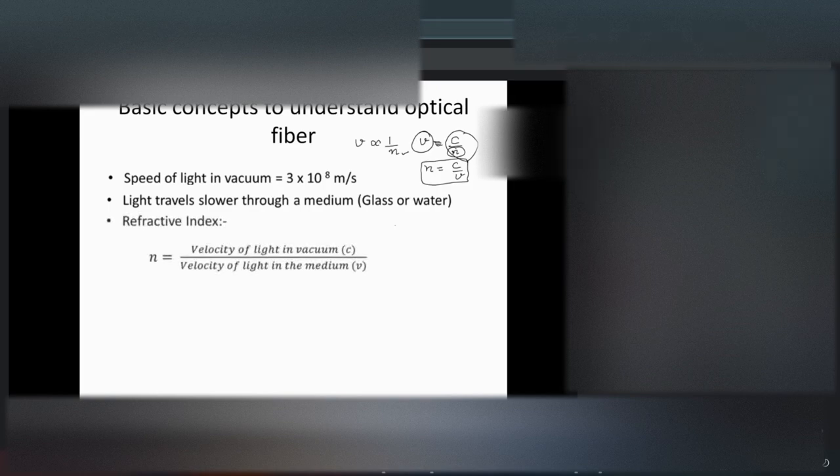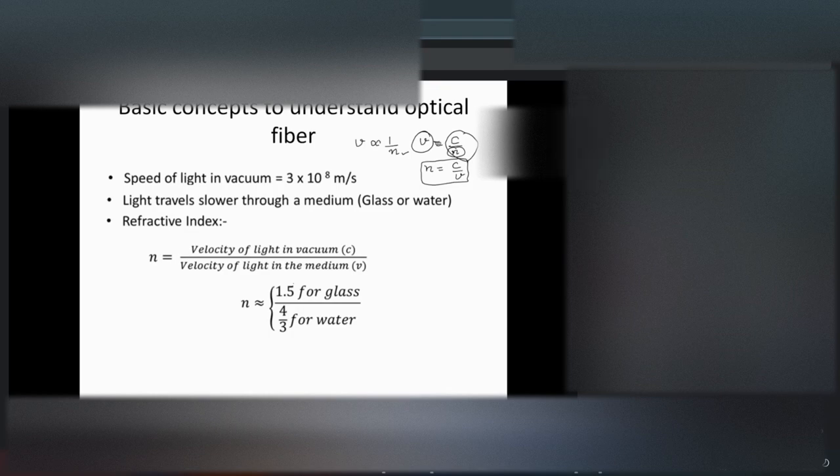So this is the definition. I have already written it: refractive index is the velocity of light in vacuum to the velocity of light in the medium whose refractive index we are finding. Let us take 2 examples just to give you a better understanding: the refractive index of glass is 1.5 and the refractive index of water is 4/3.